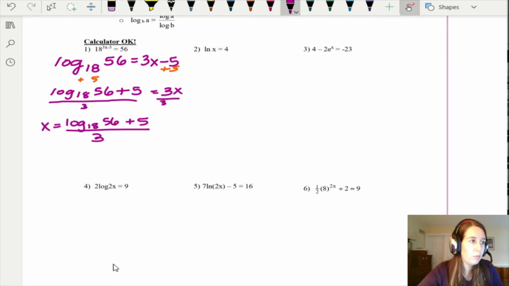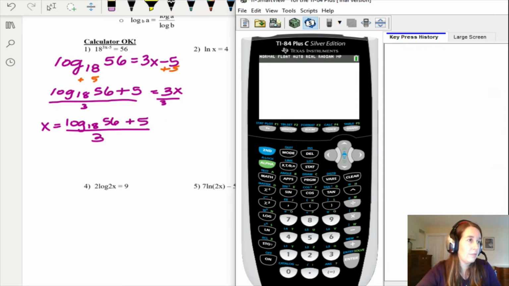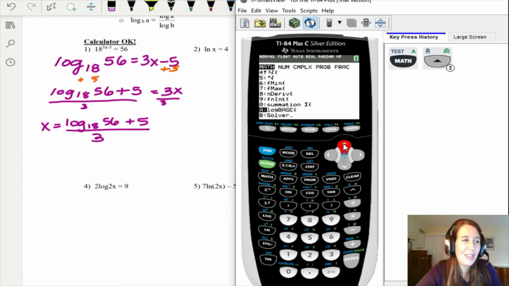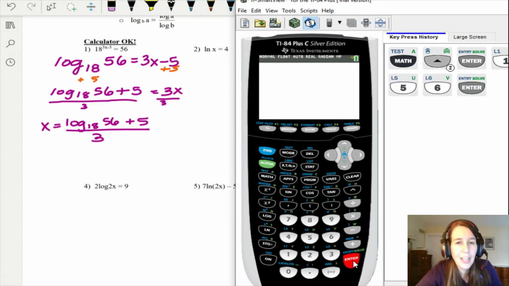Okay, so when you pull up your calculator, let's see if I can get that to show here on the screen. Oh, that looks good. Okay, let me clear that out. All right, so to type this in, we need log base 18 of 56. Now, I don't know if you have the log base button. Okay, if you do, all you're doing is typing log base 18 of 56. Remember to watch the calculator video to really get into how to put those in.